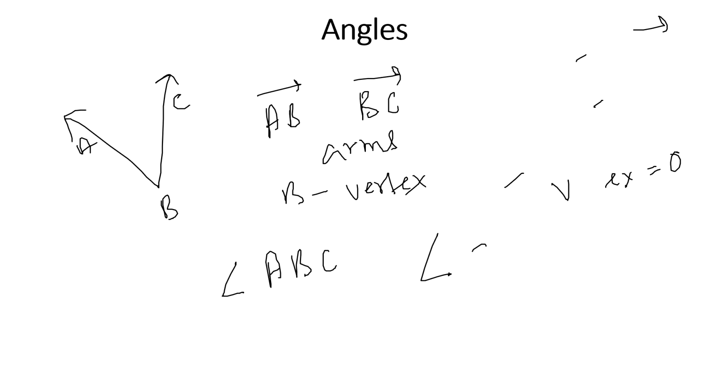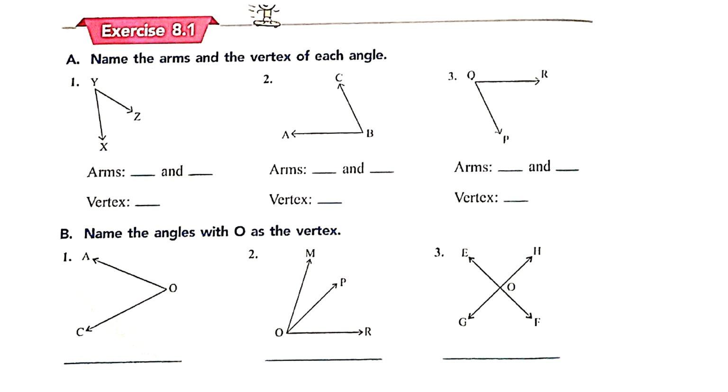You can also write it as C, B, A. So you see B will be in the middle because the angle has been formed there. Okay. So these are the questions that we are having. So what are the arms? Arms are, you see, YX, YZ, vertex is Y. Then this is CB, AB, vertex is B. Then QR, PR, vertex is Q.